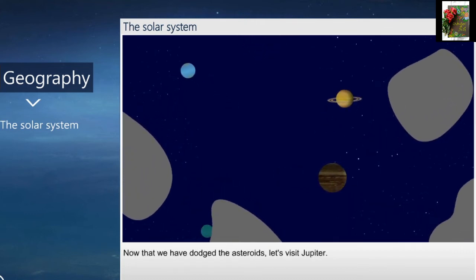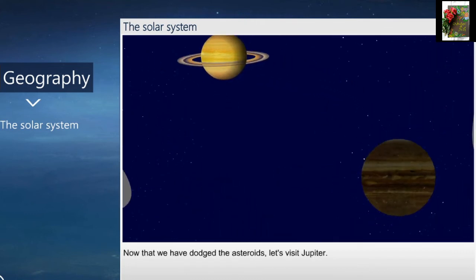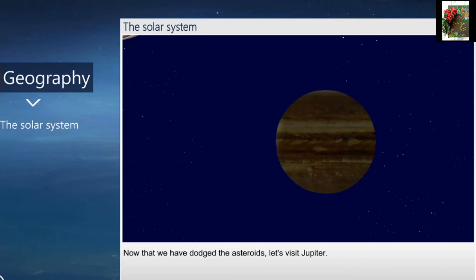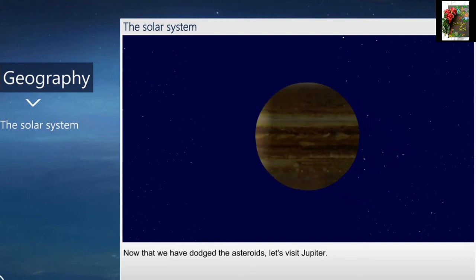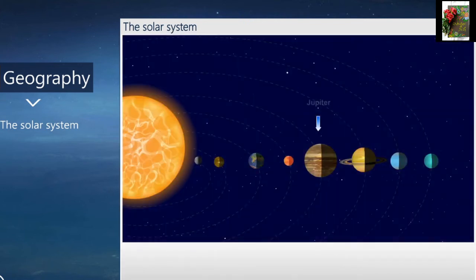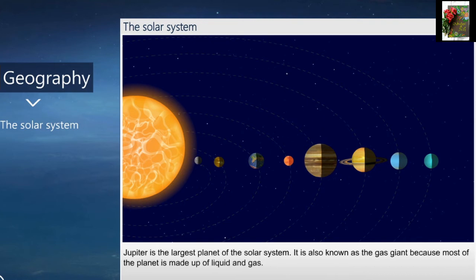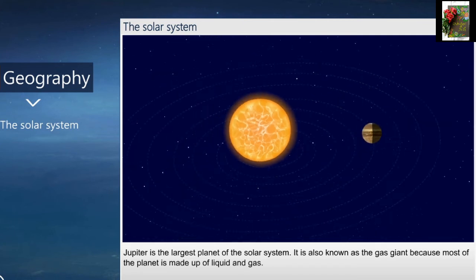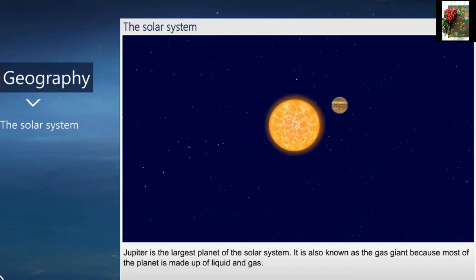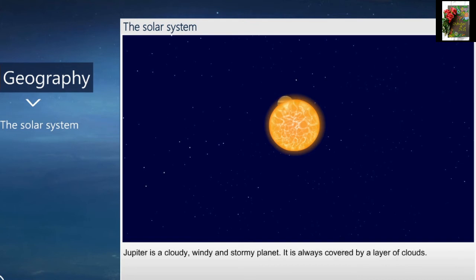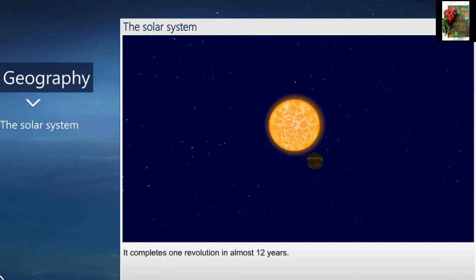Now that we have dodged the asteroids, let's visit Jupiter. Jupiter is the largest planet of the solar system. It is also known as the gas giant because most of the planet is made up of liquid and gas. Jupiter is a cloudy, windy, and stormy planet. It is always covered by a layer of clouds. It completes one revolution in almost 12 years.